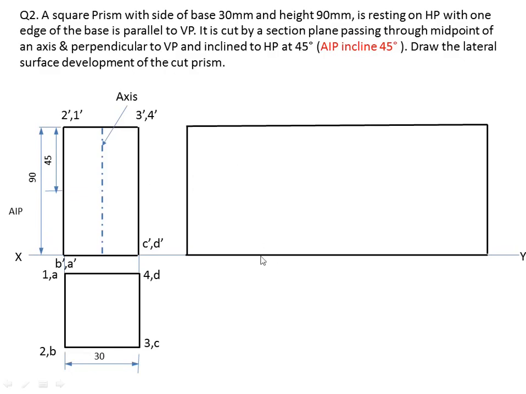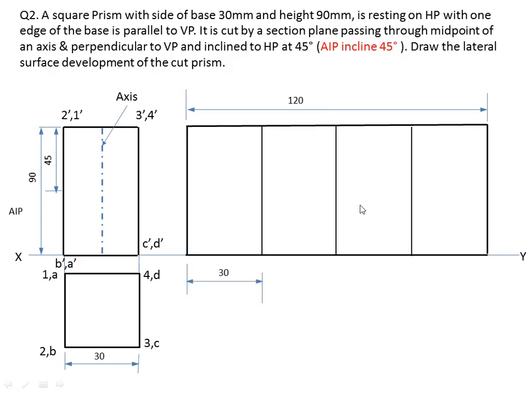So this is the development of the lateral surface of this square prism. So its length is 30 into 4, that is 120 mm, and divide this into 4 parts. So one part's length is 30 mm and height is 90 mm. Then give the naming: 1A, second edge 2B, third edge 3C and 4D, and last is again 1A. Then draw the auxiliary inclined plane at 45 degrees, which is passing through this midpoint of the axis.